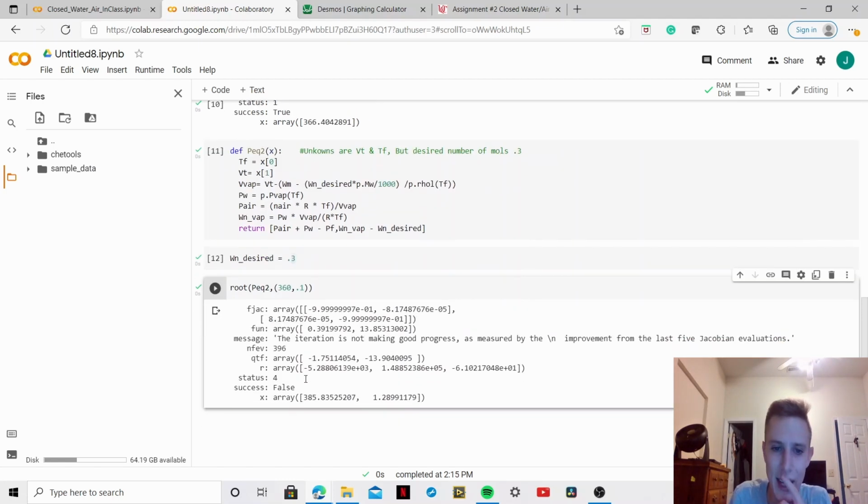Okay, so it says I got an error, it did not work. It said the iteration did not make good progress. So that means my guess was off in some way. We can start manipulating the equations and our guesses and see if we get something closer. So it did run, but it did not make good progress. So let's try a different number for our volume.